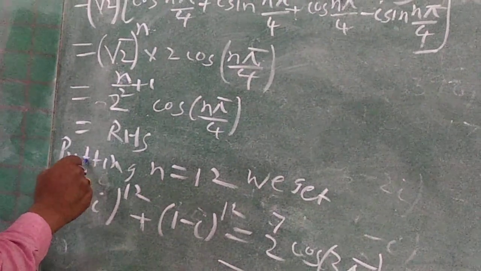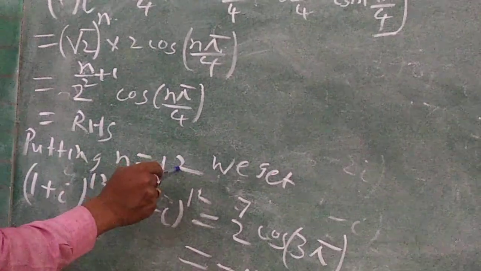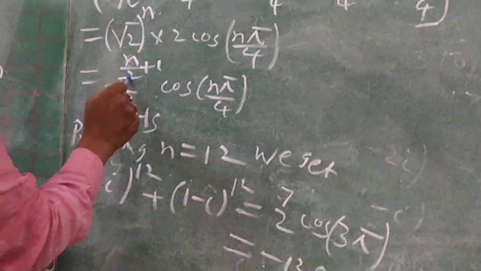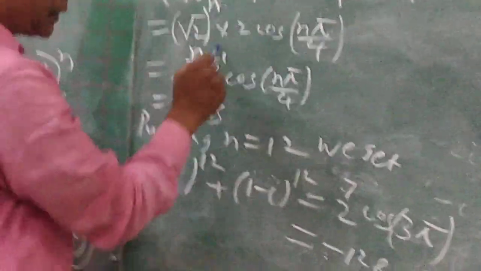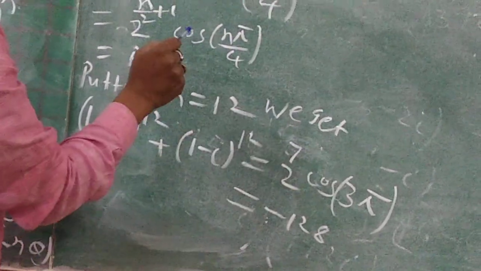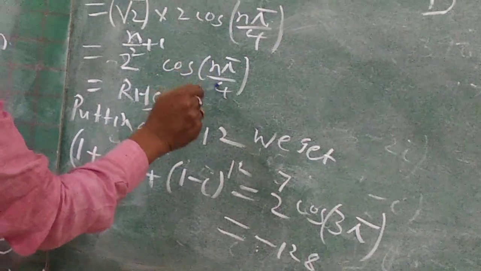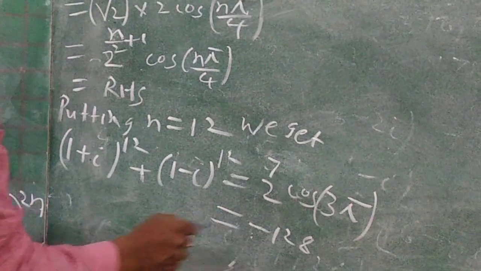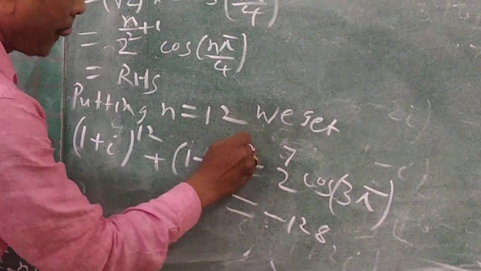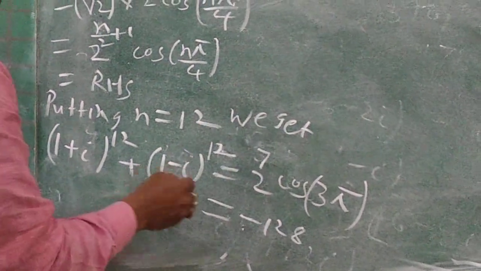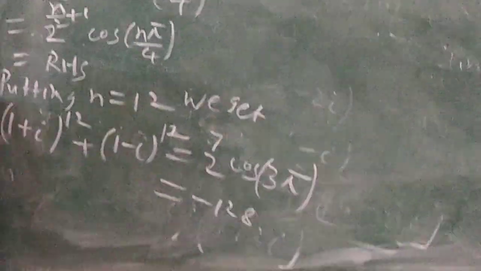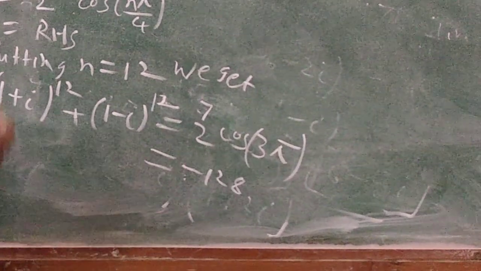And a particular value of n is given, that is 12. If we put n is equal to 12 here, then 2 raised to 12 by 2, 6 plus 1, 2 raised to 7 into cos of 12 by 4, that is 3, cos of 3 pi. But cos of 3 pi is minus 1, and therefore ultimately we are getting 1 plus I raised to 12 plus 1 minus I raised to 12 is equal to minus 128. So that we have proved the result.